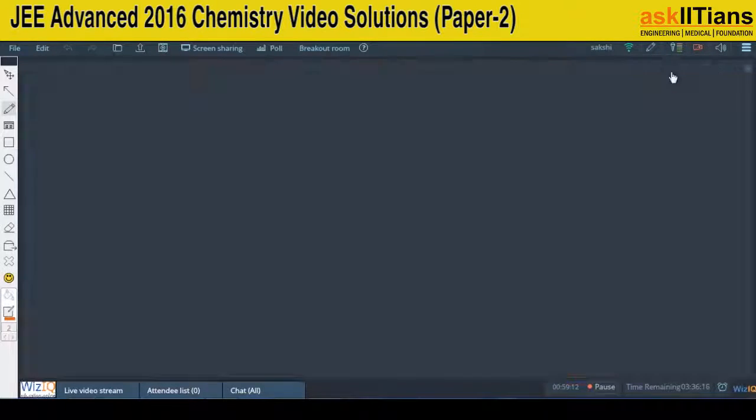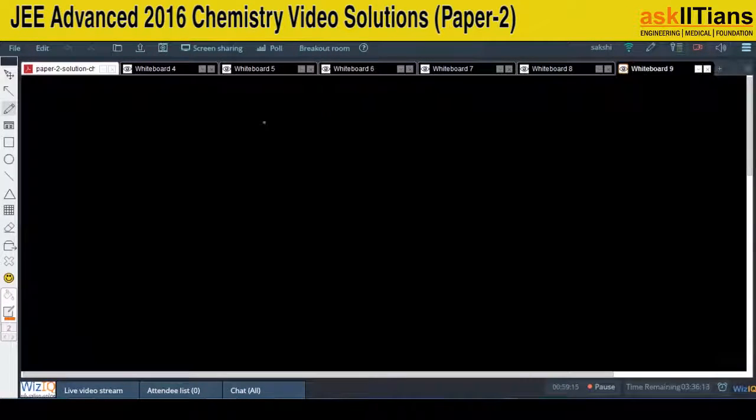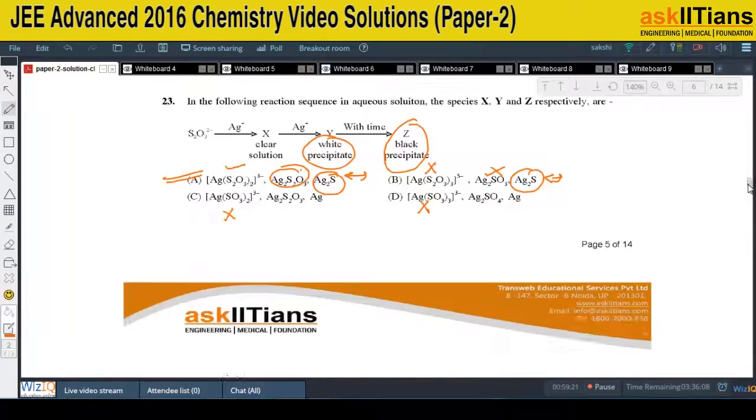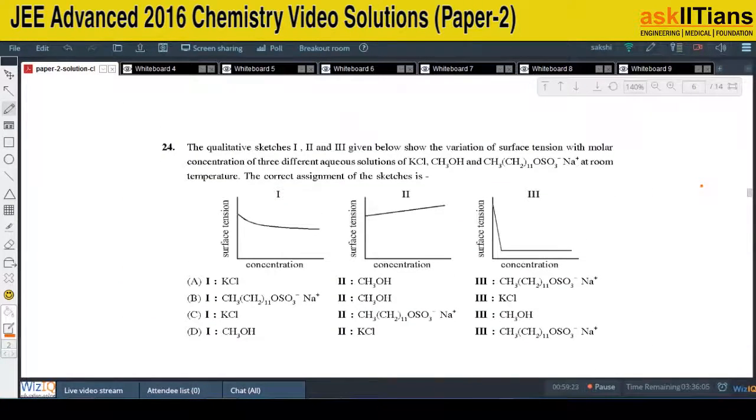Now, having done with question number 23, let us move over to question number 24 in this series. To read out the question: the qualitative sketches 1, 2 and 3 given below show the variation of surface tension with molar concentration of three different aqueous solutions of KCl, CH3OH, and CH3(CH2)11OSO3- Na+ at room temperature. So he is asking us to tell the correct assignment for these sketches.